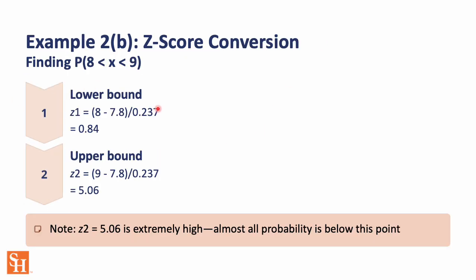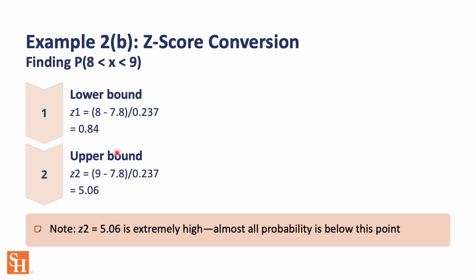So now you already know the mean and the standard deviation for the sample mean, right? So now we can calculate the lower bound and the upper bound. For the lower bound, what is the Z score? To calculate the Z score, what was the raw value for the lower bound? For the lower bound, the raw score is 8. Therefore it is 8 minus the mean. What was the mean here? The mean was 7.8, over the standard deviation, right? And the standard deviation we have seen is 0.237, right? Therefore the final value for the lower bound in terms of Z score is 0.84.